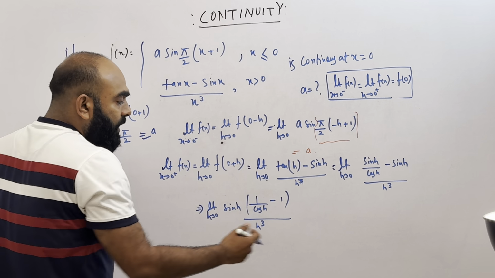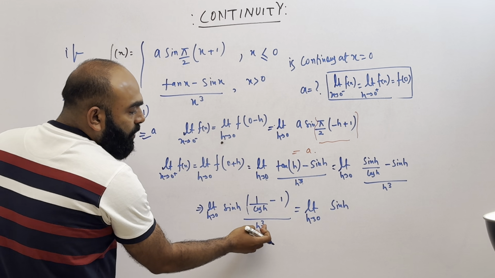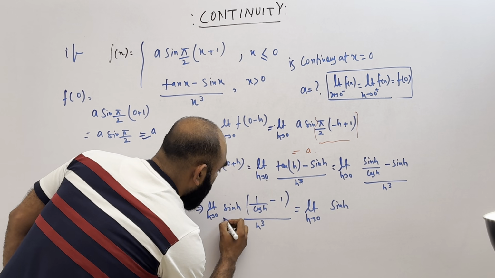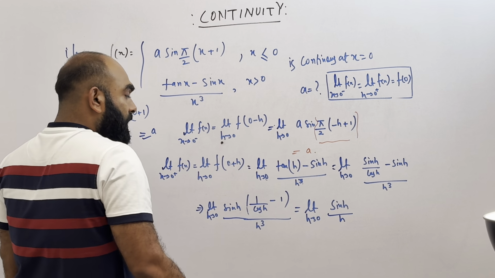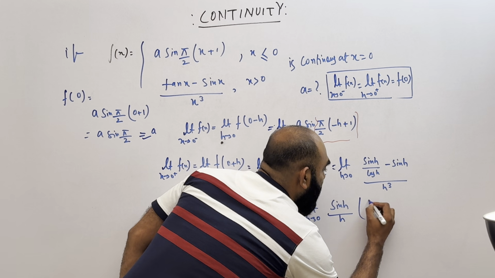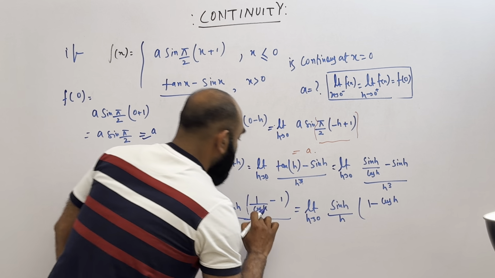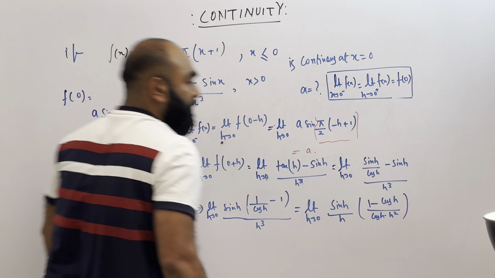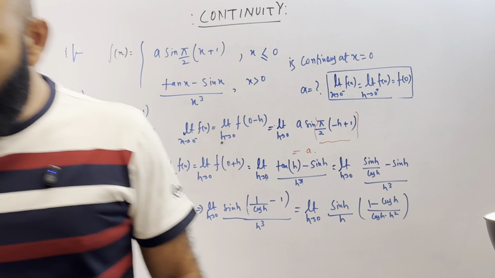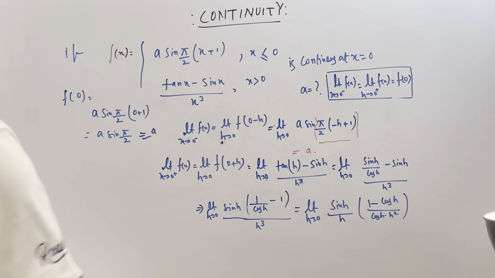Sir, limit h tends to 0 of sin h. Can I take one h from here? Everything is divided like this. Yes, sir, you can. And if I simplify and take the LCM of 1 by cos h minus 1, it becomes 1 minus cos h divided by cos h into h square. Can I write like this?